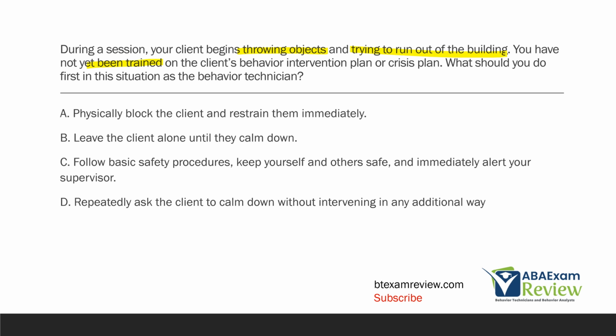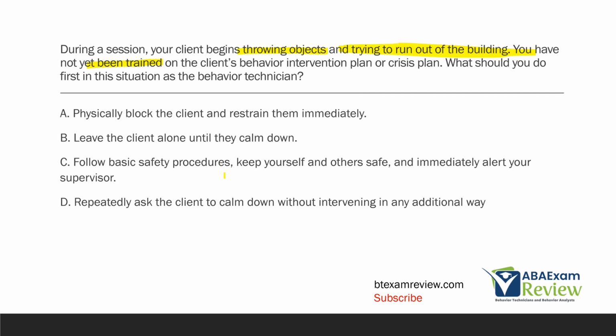If you do find yourself in this situation, what is the default, right? What should you do if you're in a situation with the client and you're not prepared to handle the behavior? A, physically block the client and restrain them immediately. Well, restraint should be the last option always, because it can be very dangerous. It can be very traumatizing. We should not immediately jump to restraining a client just because things are getting difficult. B, leave the client alone until they calm down. Well, the idea that they're trying to run out of the building means we should not leave the client alone. We need to keep an eye on them.